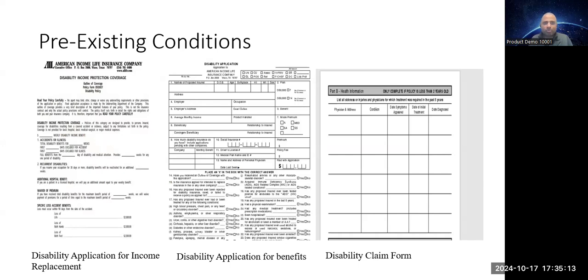All right. You also have pre-existing conditions. When you fill out your disability application for income replacement, the insurance company will need to underwrite all your pre-existing conditions. So they might have a questionnaire for you, especially when you fill out your disability application. And that medical questionnaire is to check for any sort of pre-existing condition.